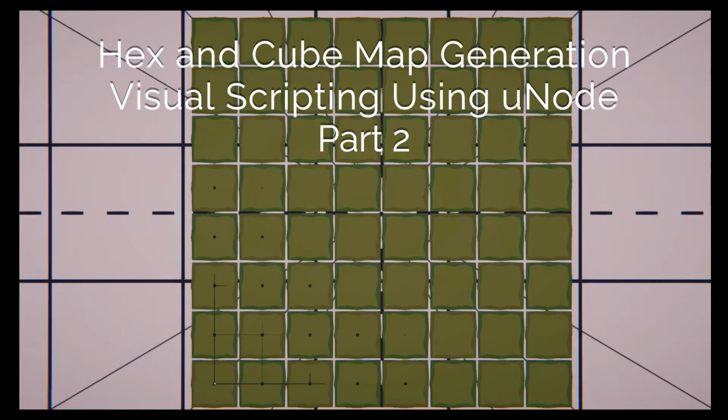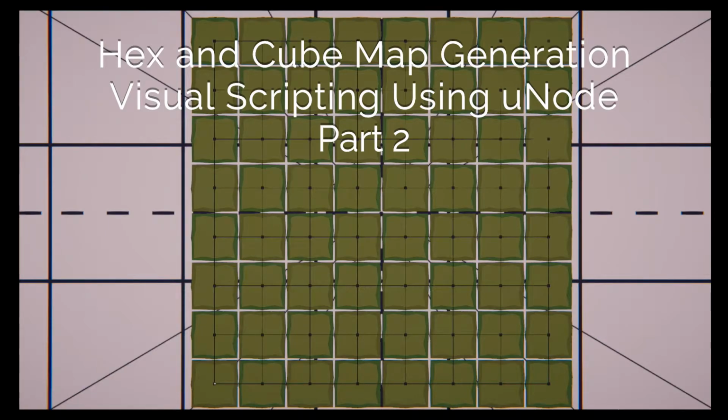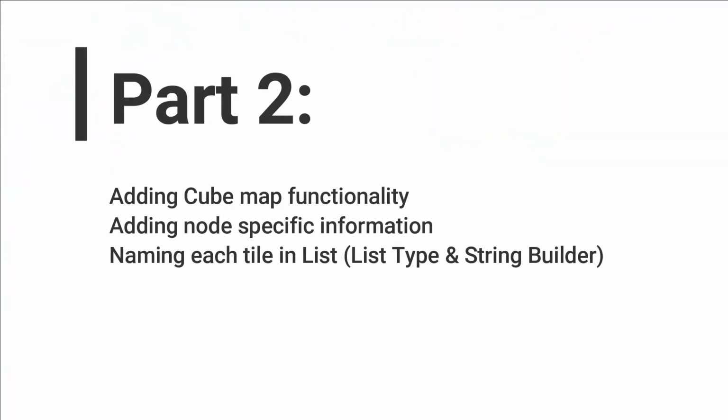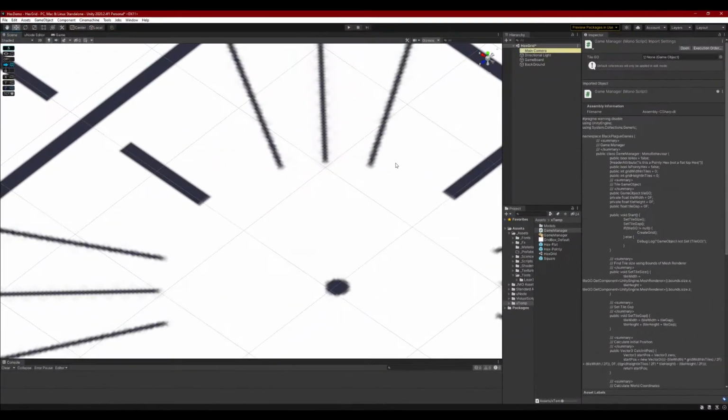Welcome back to Hex and Cube map generation visual scripting using uNode Part 2. In Part 2 we are going to be adding a cube map functionality, adding some node specific information, and naming each tile on a list using the list type and string builder.